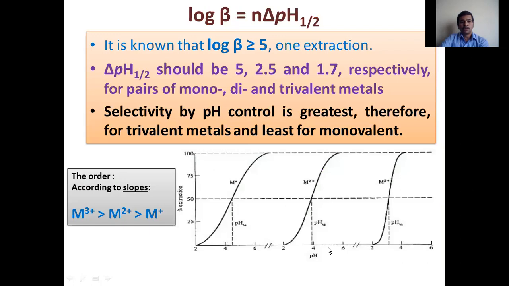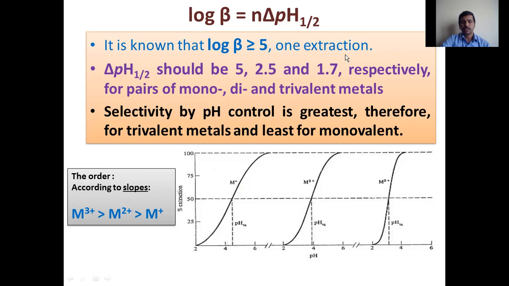Right. So this N into delta pH of is very significant here. Before that, for any selective extraction, as we discussed from selectivity of extraction, the beta value should be at least 10 power 5, greater than or equal to 10 power 5. Then only we can say one metal, one analyte, will be extracted without the other species getting extracted parallelly. So if beta value is 10 power 5, log beta will be 5 for one extraction.